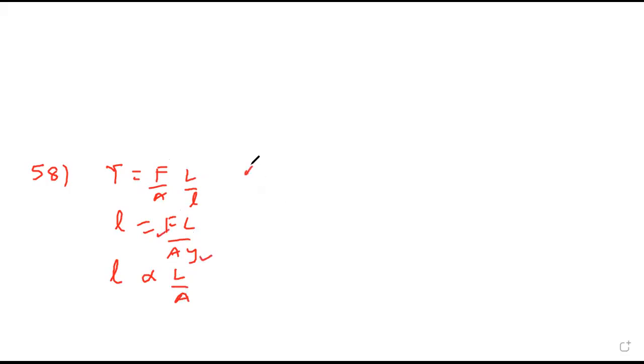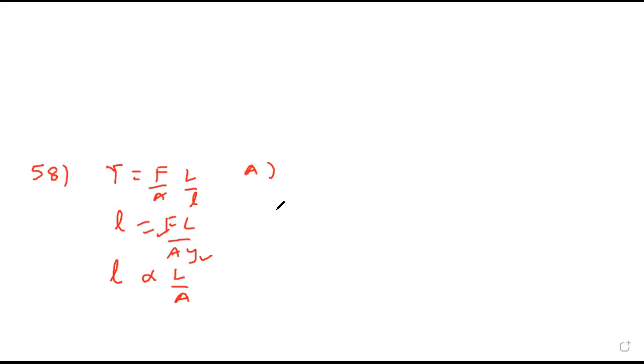58. For maximum extension with a given load for a wire with the same value of Young's modulus of elasticity, which is true? Maximum extension means maximum elongation. Y is F upon A into l by L. l will become FL upon A Y. Now they are saying Y is the same and load is the same. l should be proportional to L by A because F and Y are the same. So first option A.